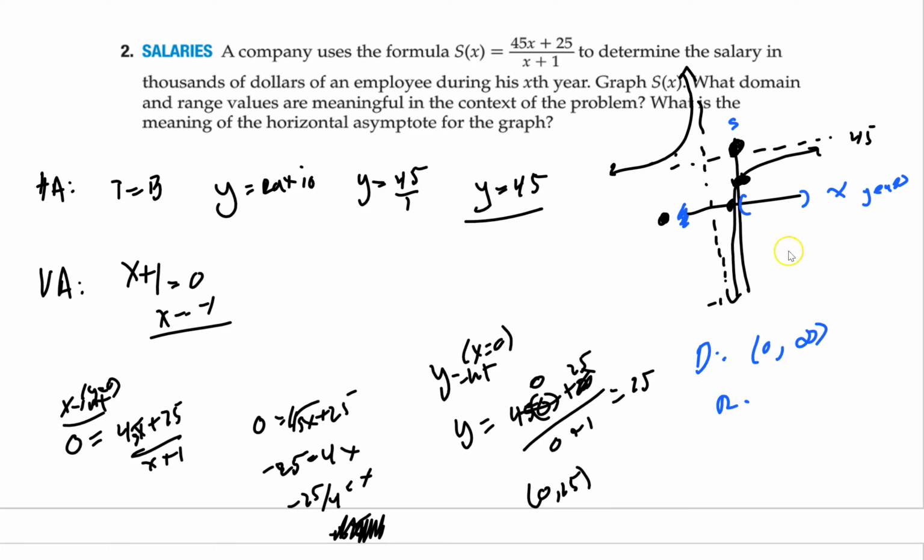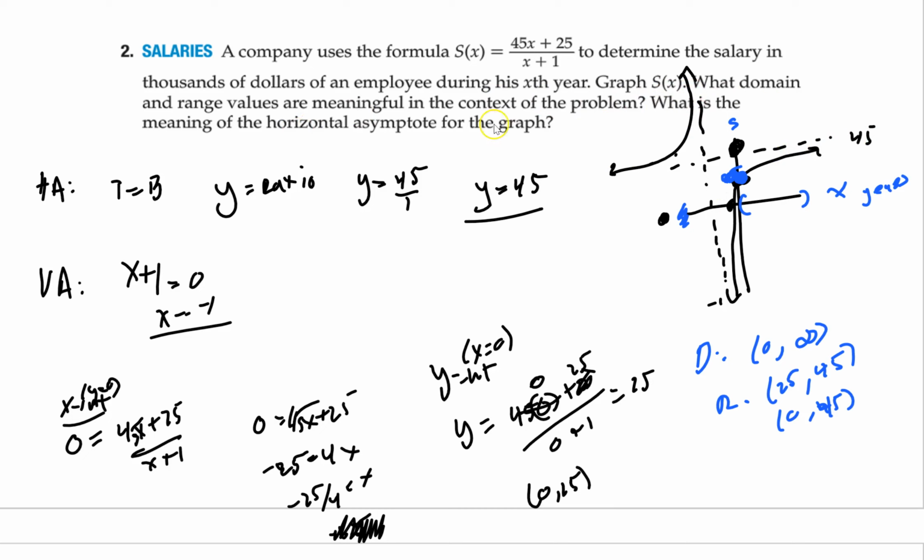And my range values also, you're not going to have negative salary. So in this case, I didn't really care about where it starts off, which is, sorry, 25. That's my y-intercept. 25 to 45. I'd also accept 0 to 45. There's a horizontal asymptote right there we can't go past. We could hit it, but we're not going to go past.